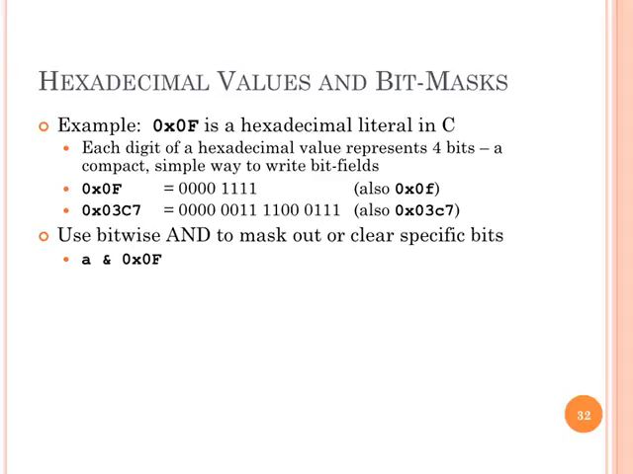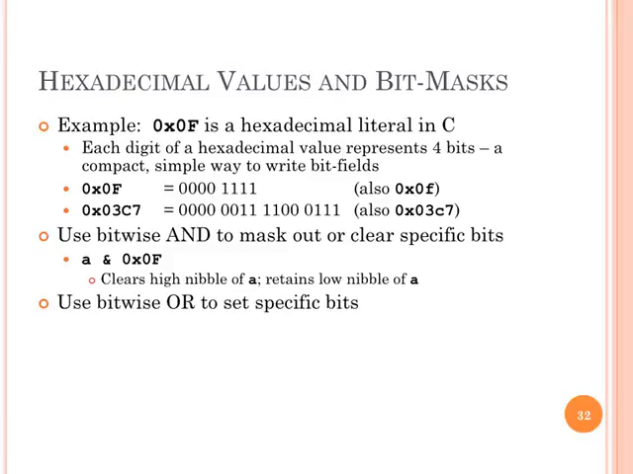Okay, so we can use bitwise AND, like I said, to mask out. We call it masking out because it's like having a mask: I only want to look at this part. So 0F will mask out the top 4 bits and only keep the bottom 4 bits. That would be a way of retrieving only the low nibble of A, if you had multiple values stored in that variable. Bitwise OR, to set specific bits. So if I take A and bitwise OR it with 28 hexadecimal, then you go ahead and set those bits.